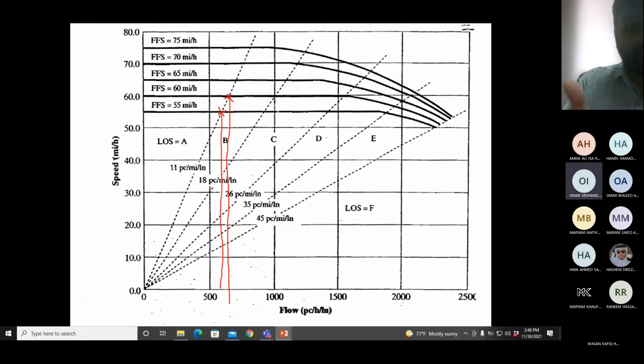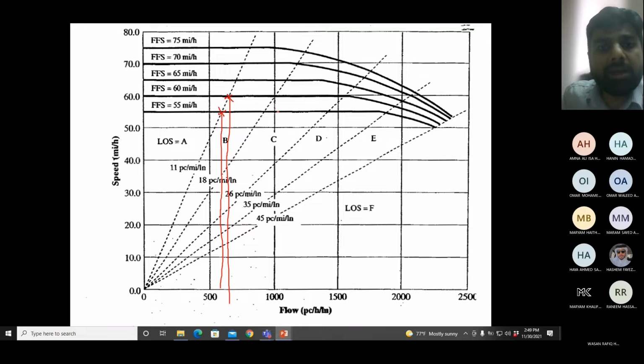Doctor, I have a question. So each dotted line represents each level of service? Yes. So you can get the service flow rates for each level of service on these highways which have free flow speed of 75, 70, and so on.